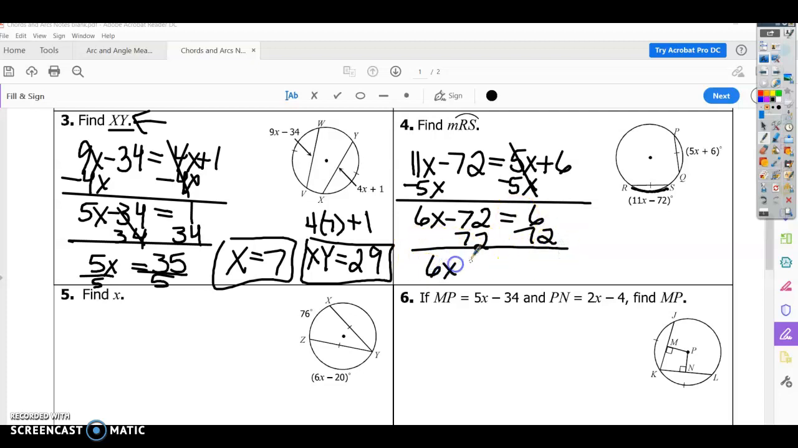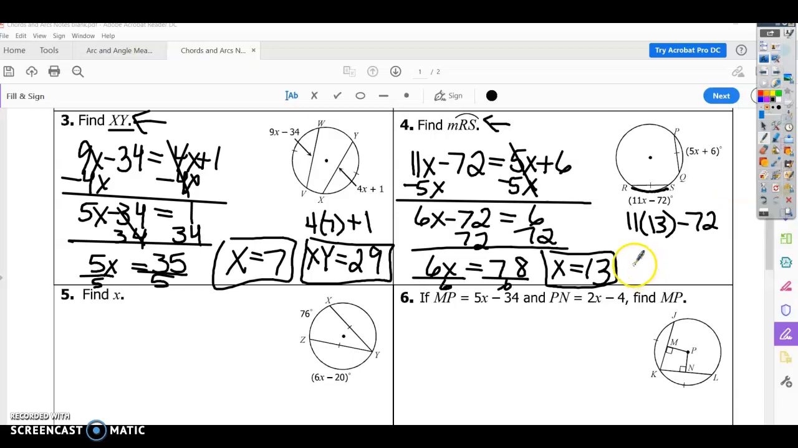72 and 6 is 78. And then if we divide these by 6, x equals 13. All right, again, we found x, but we're looking for the measure of RS. So RS is going to be 11 times 13 minus 72, and that is equal to 71 degrees.